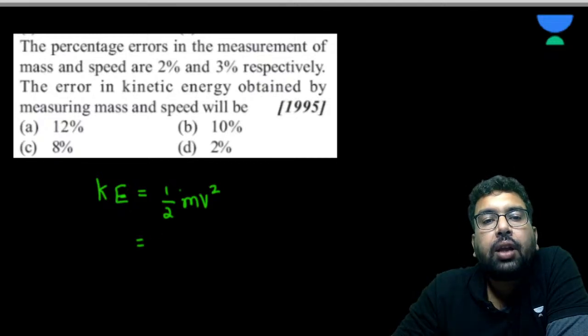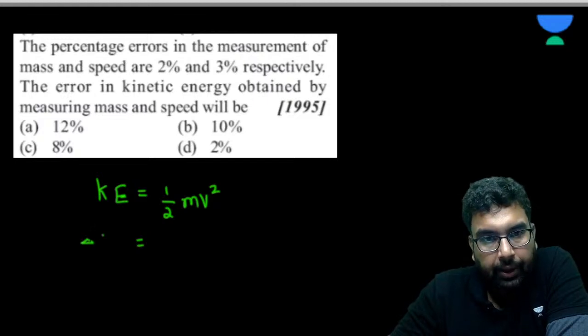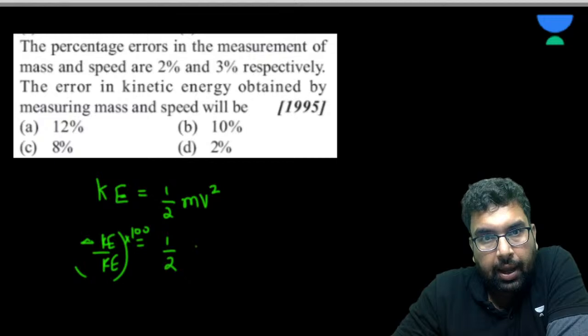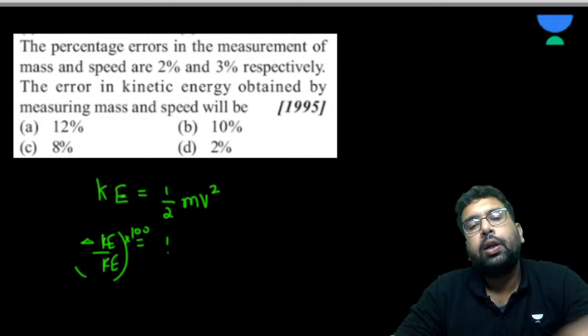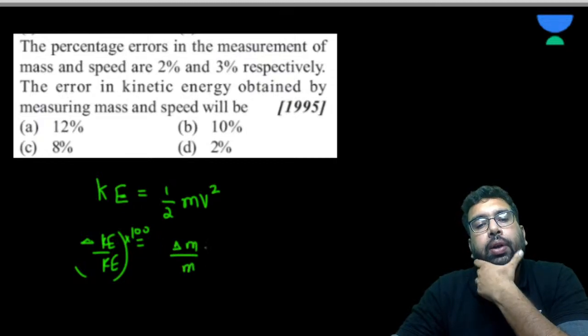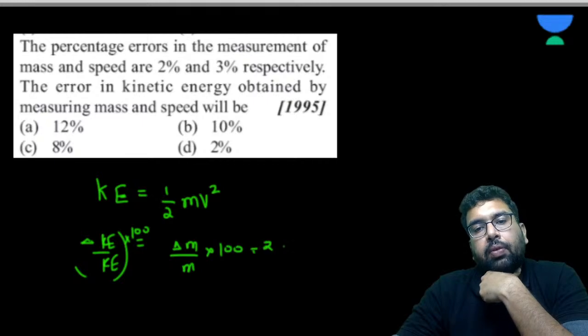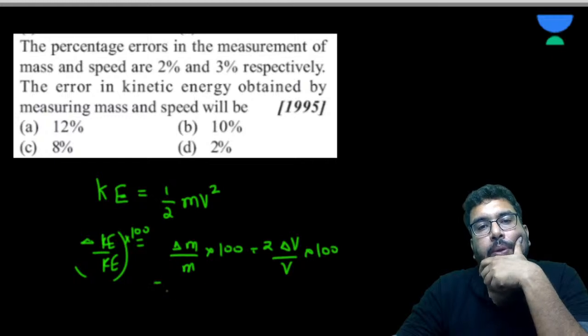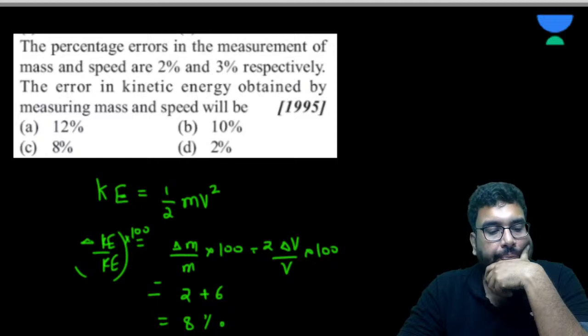So we know kinetic energy is half mv square. So what is the percentage error in measuring this? So it will be half m, so half has nothing to do here. So it will become delta m by m into 100 plus 2 times delta v by v into 100. So how much is it going to become? Delta m by m is going to be 2%, and 2 times 3, that is 6%. So it will become 8%. Right? It will become 8%. Okay.